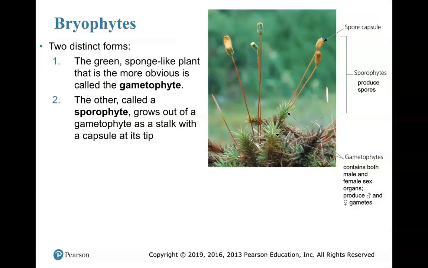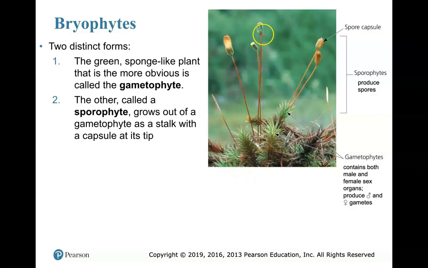So to look at this in more detail, I'm going to focus on the bryophytes. We have two distinct forms here in the bryophyte. I can actually see a green sponge-like plant. That's the more obvious one in this image. So down here, I would say that this is the more obvious one. Throughout the time of the year, I'm going to see this structure more so. This is the gametophyte. The gametophyte generation is known for being haploid, and it's known for having both male and female sex organs.